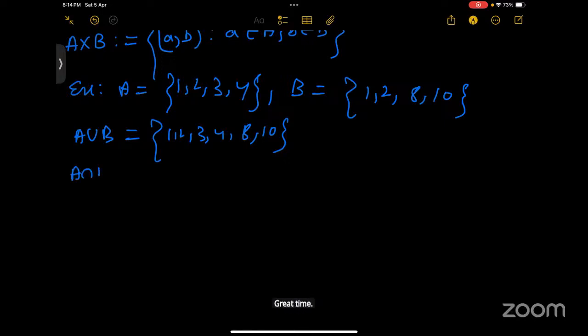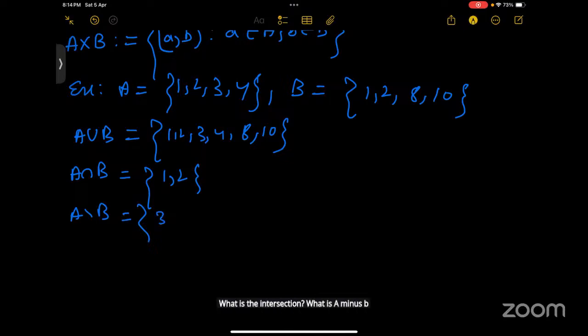What is A intersection B? 1 and 2. What is A minus B? 3, 4. Only 3 and 4. 3 and 4.